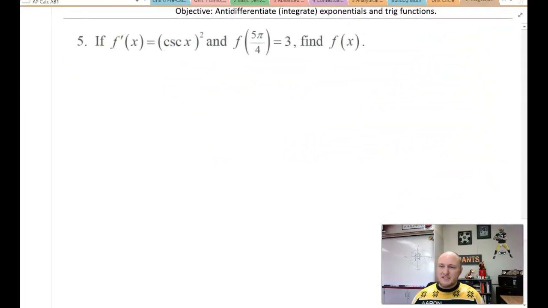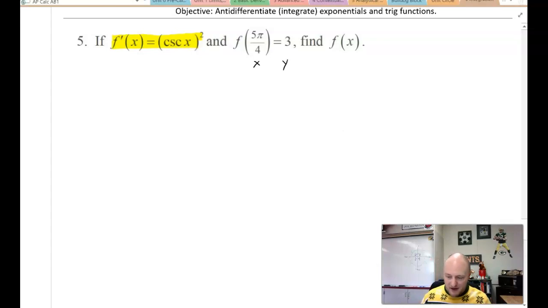All right, last example that I have for you, again, gives us an initial value. So we're dealing with that plus c. What is c? Well, when we have an initial value, a value of a function, an x and a y, we can find that. So here they say if f prime of x is equal to cosecant squared x, and f of 5 pi over 4 is equal to 3, find f of x.